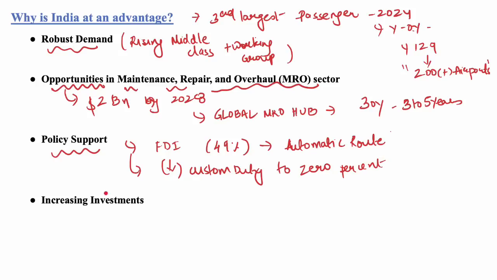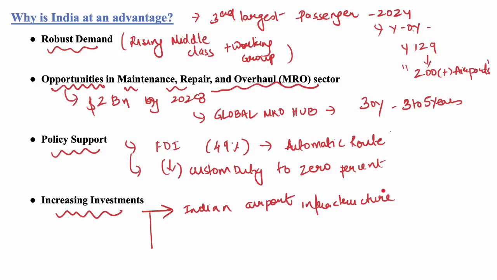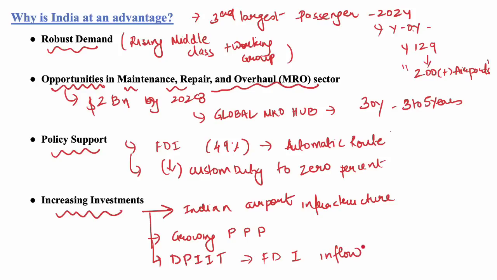The next thing that is favorable for India in the airline industry is the increasing investment in this sector. Investment is bound to increase in the Indian airport structure. There is growing private sector participation, and public-private partnership is happening. As per the data released by the Department for Promotion of Industry and Internal Trade, that is the DPIIT, the FDI inflow in India in the airline sector has been consistently increasing.